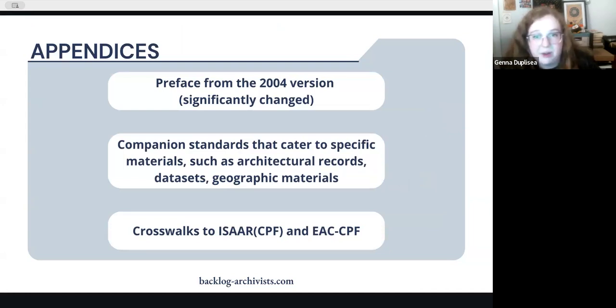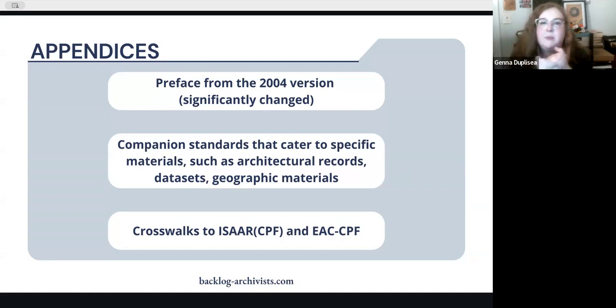So there's the preface from the 2004 version, so the original DACS, and that has significantly changed. I mean, it was rewritten. I mean, the values of archivists have not changed, but our technology has changed. Some of our ways of talking about identity have changed, and our ways of talking about justice and neutrality have changed. So this has all been rewritten, but we're still including the historical material because it's still relevant and still valid.